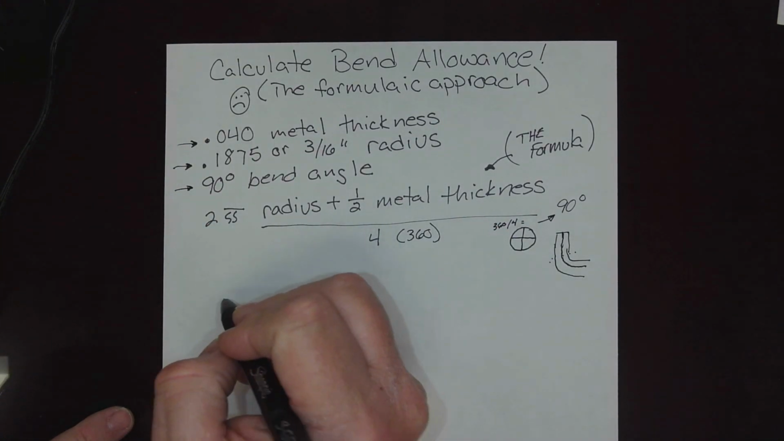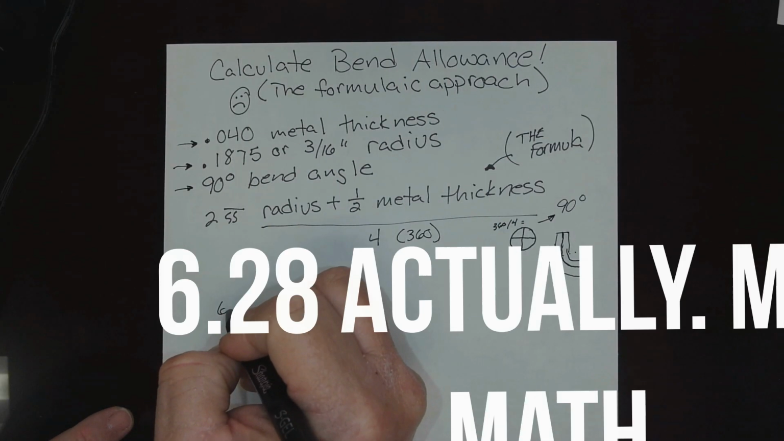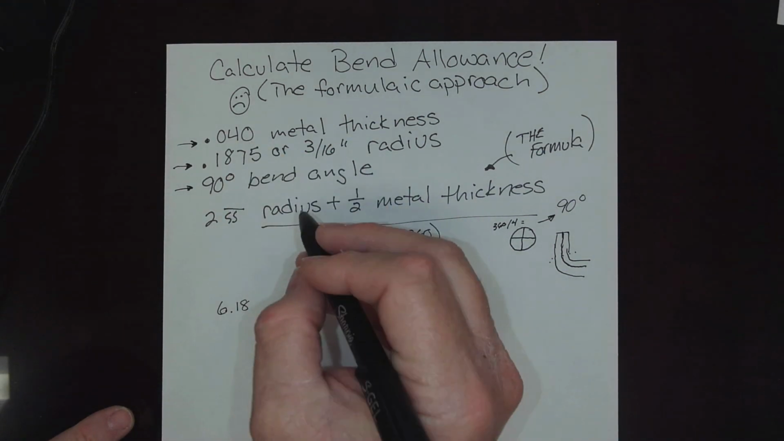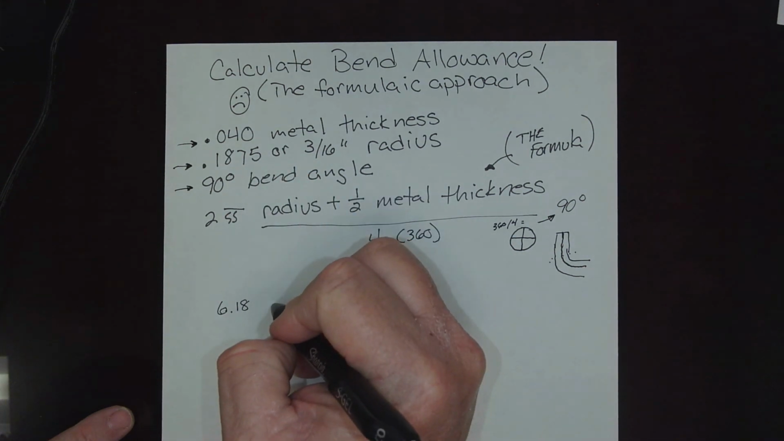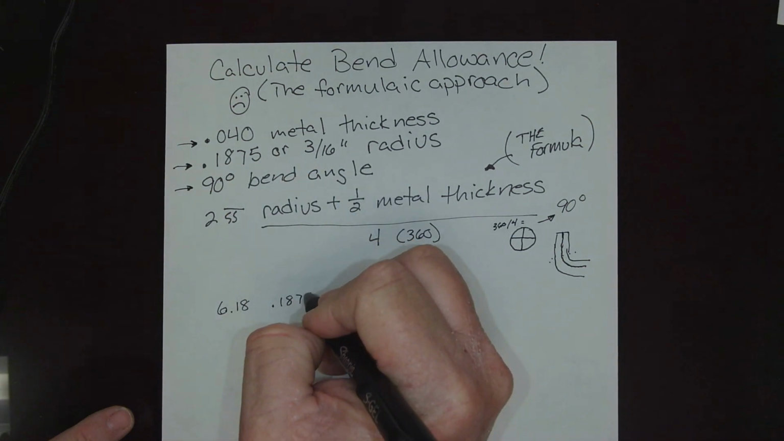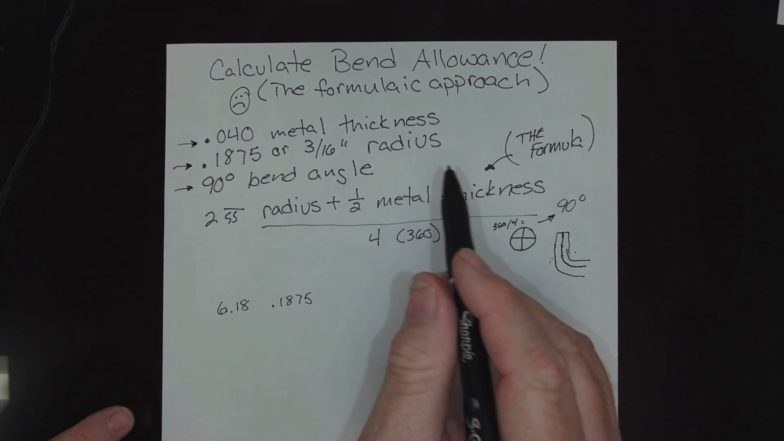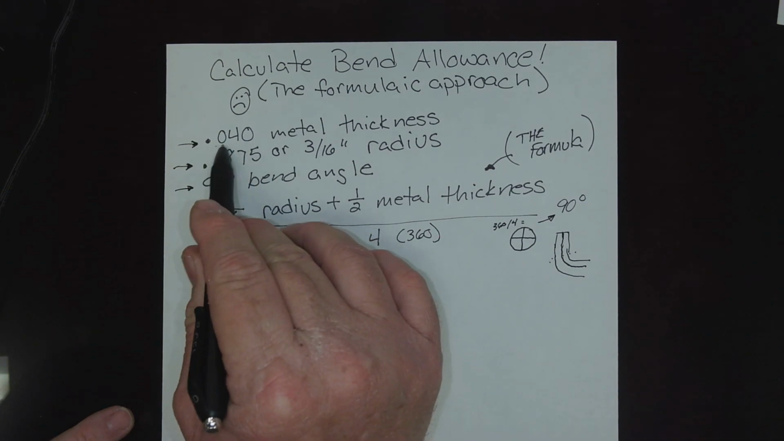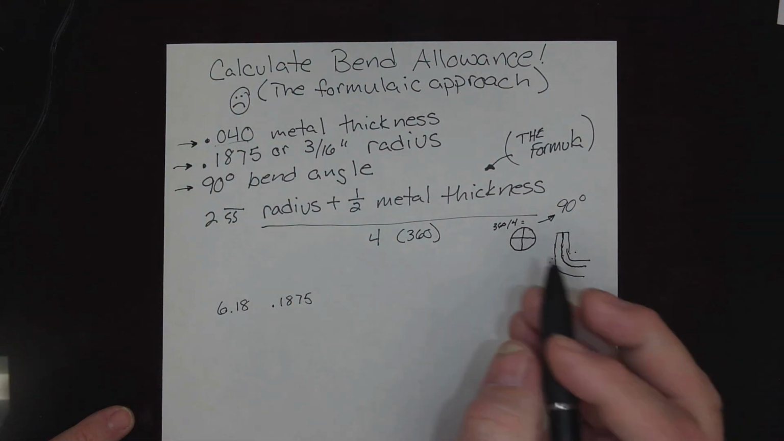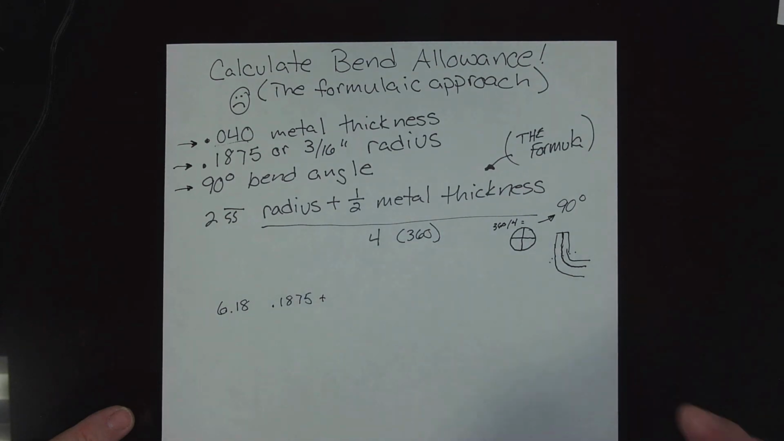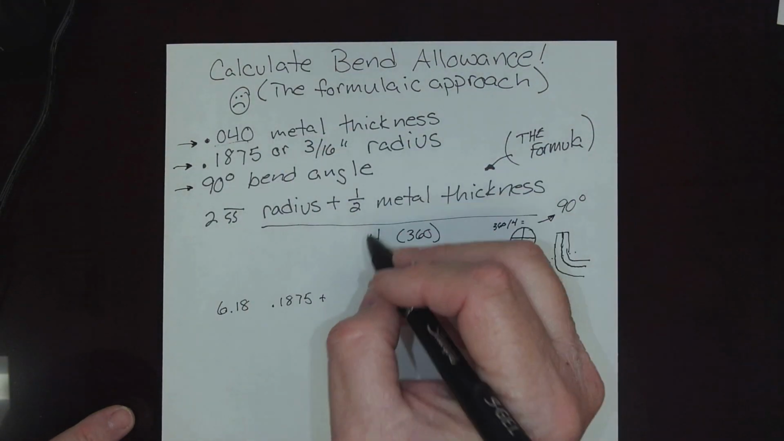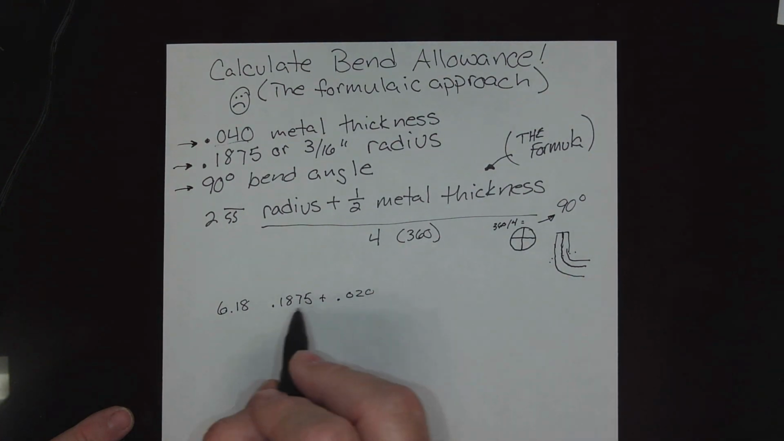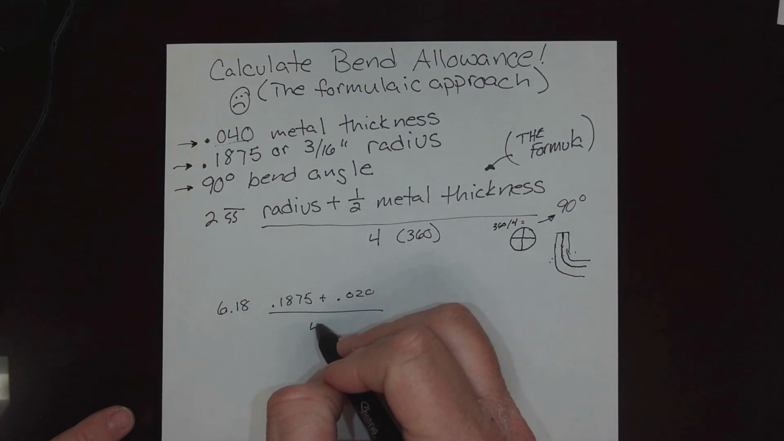Well, in this case, 2 pi, we'll just use 6.28 times the radius. Well, the radius is 0.1875 plus half the metal thickness. Well, the metal thickness is 40 thousandths. So what I'm going to do is drop my addition sign, and half of 40 thousandths, you betcha, 20 thousandths. And I'm going to divide that by 4.